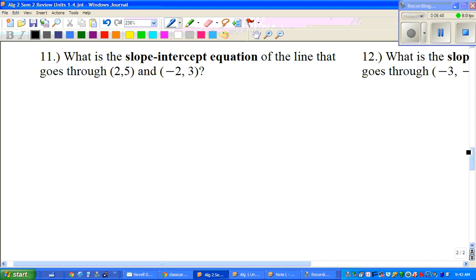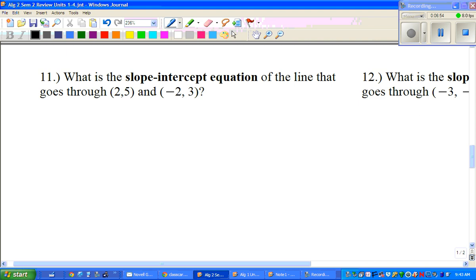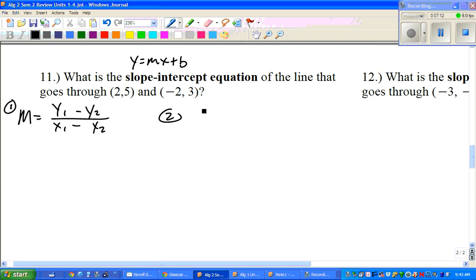All right. What is the slope-intercept equation of the line that goes through (2, 5) and (-2, 3)? Remember that slope-intercept is y = mx + b. So the first thing we have to do here is find our slope, which is (y1 - y2) over (x1 - x2). And after we do that, we have to fill in the blanks: slope, your y, and your x.